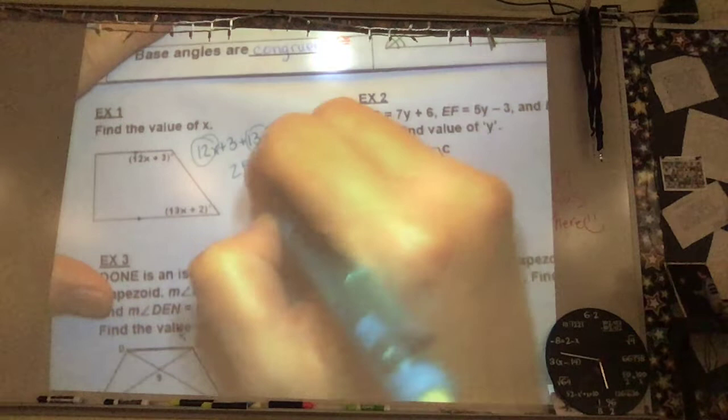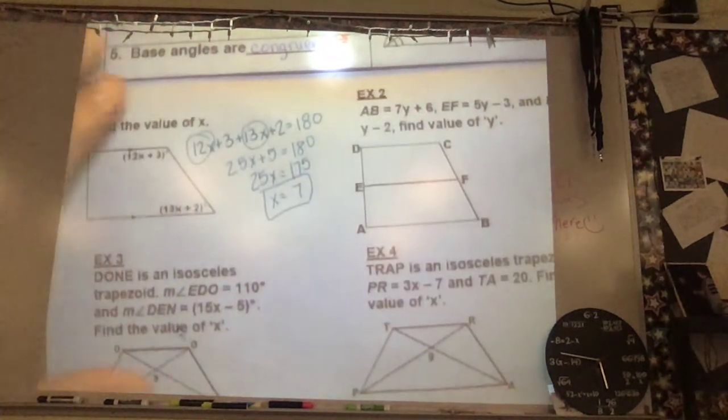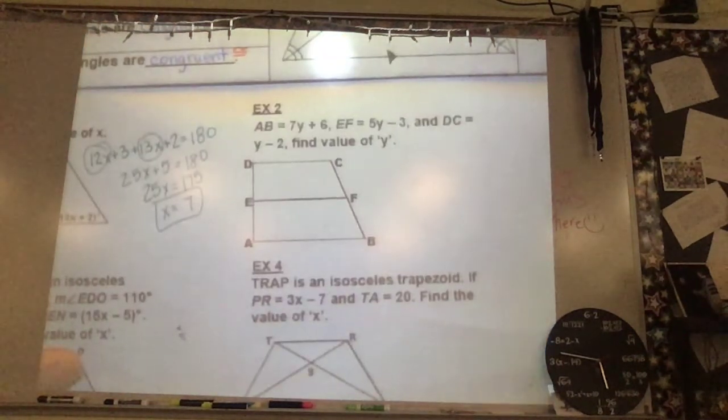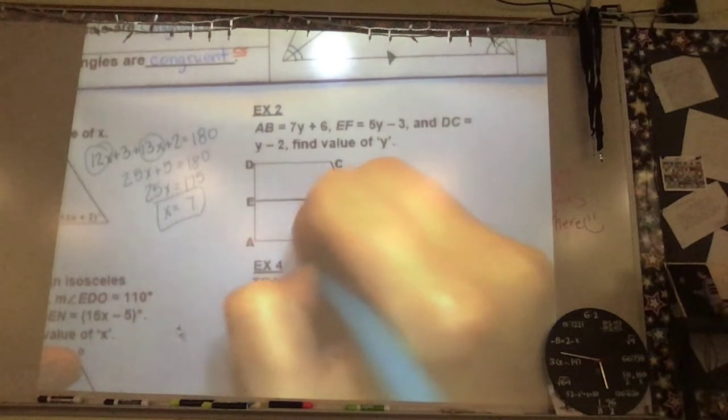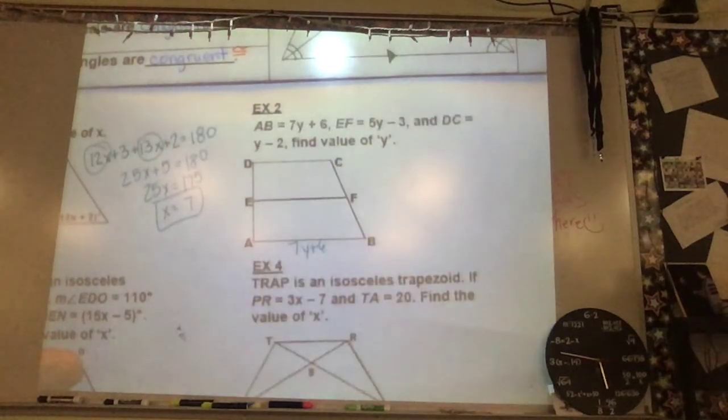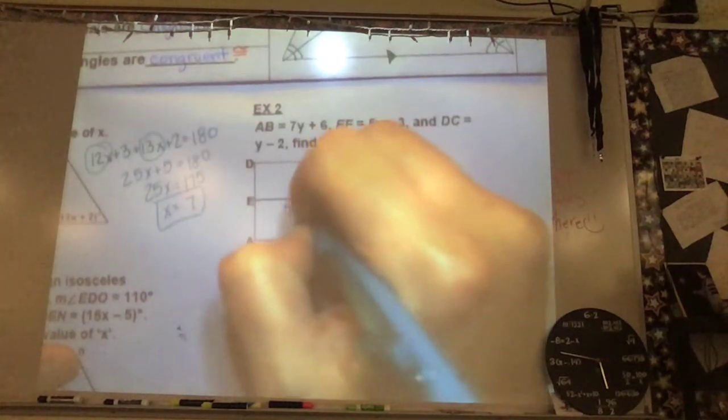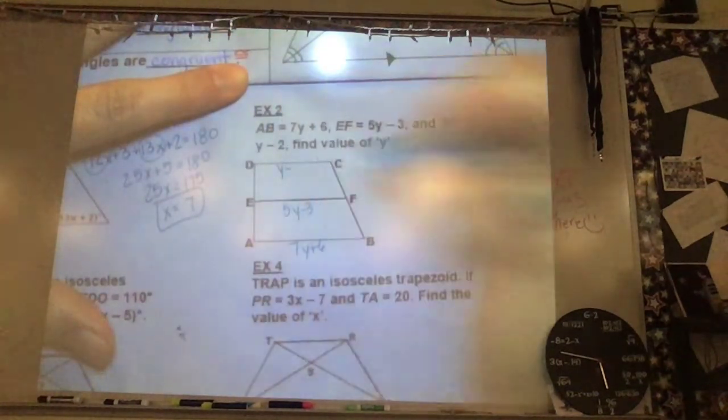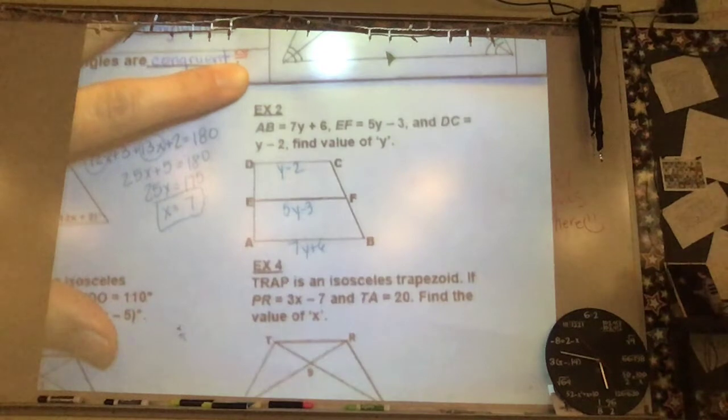Okay. All right. Example 2. Here I have that AB is 7y plus 6. I have that EF is 5y minus 3. There was a problem very much like this on your homework. And DC is y minus 2, and I want you to find the value of y.